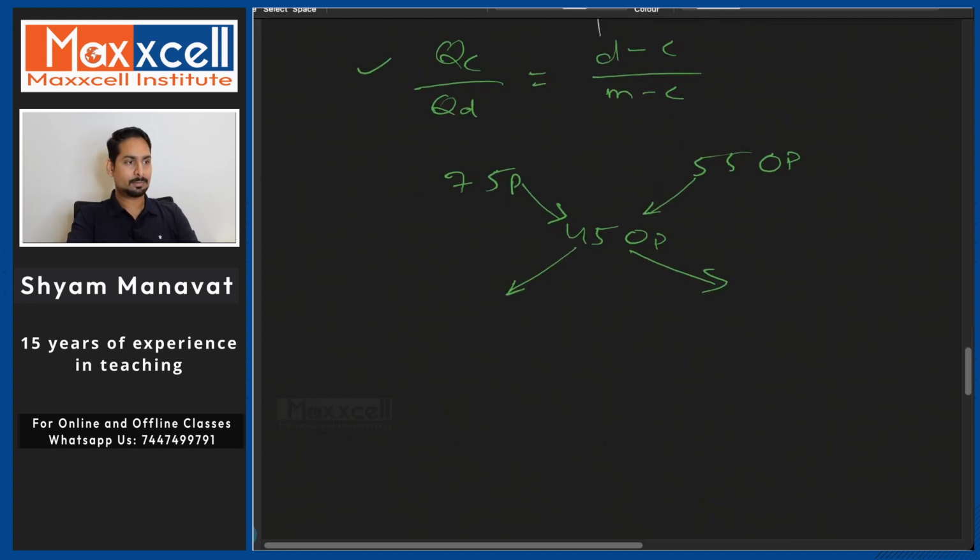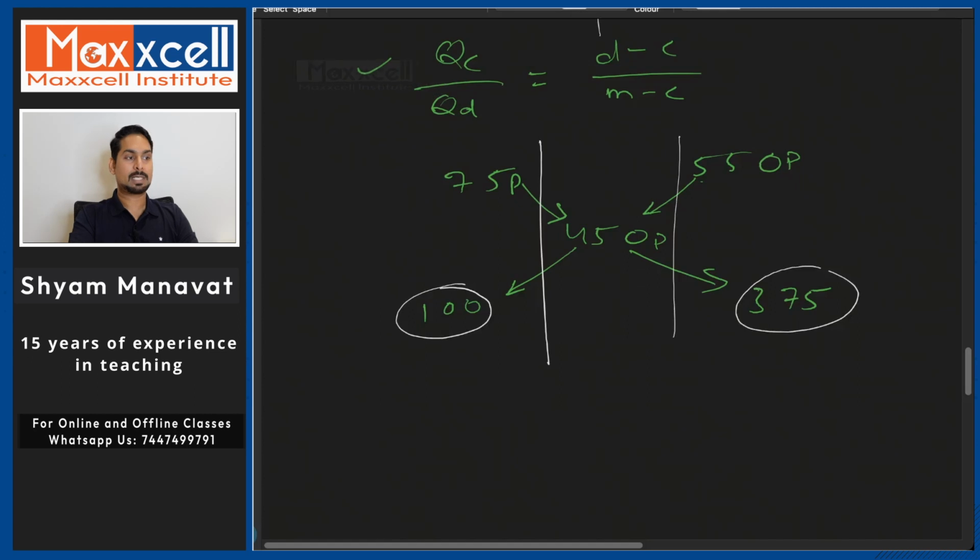So the difference here, 450 and 75, the difference is what? 375. And 550 and 450, the difference is what? 100, okay. And this gets you what? These values are what? These values are the quantity of the cheaper one and the quantity of the dearer one, the superior one. So this 100 is for the cheaper, 75 paisa.